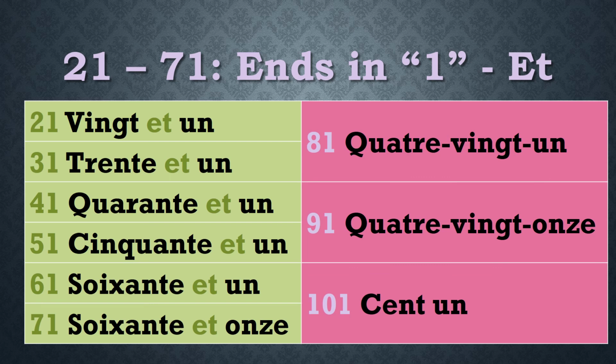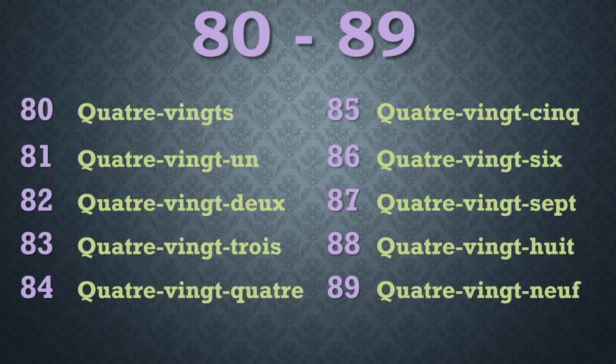Now let's go ahead and look back at 80 through 89. Notice that 80 ends in a silent S, 4 20s. For 81 through 89, however, we drop the S. This doesn't change the pronunciation, but it's just a little spelling tick to take note of. We're only going to include the letter S, making 20 plural, for the number 80 itself. Finally, 80 through 89 all include hyphens when written out. With that said, let's go ahead and count from 80 through 89.